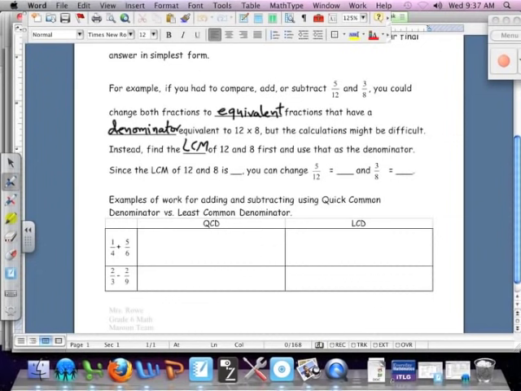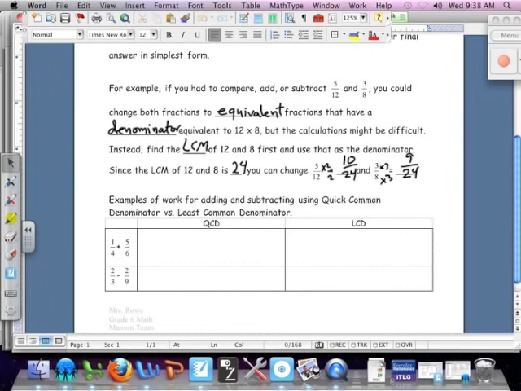Since the least common multiple of 12 and 8 is 24, you can change 5/12 by multiplying the numerator and the denominator by 2 into 10/24, and you can change 3/8 by multiplying the numerator and denominator by 3 into 9/24. And that way you can compare them, or you can add them, or you can subtract without having to worry about the numbers being a bit larger and without having to worry about simplifying what the sum or the difference would be. So today we're going to focus on adding and subtracting fractions.